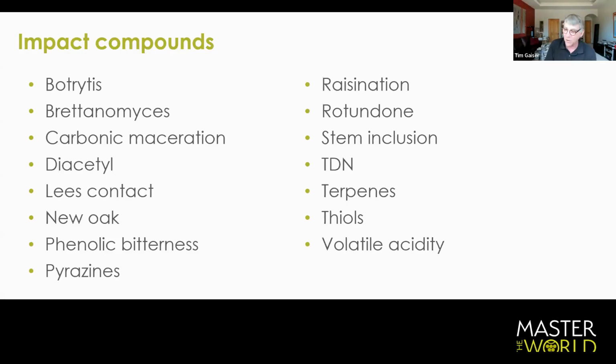Okay, last thing on the left column is pyrazines. So you get pyrazines in Sauvignon Blanc and all the Cabernet Sauvignon family grapes, of which Sauvignon Blanc is a parent. Yeah, so it's related. So pyrazines are herbal, vegetal type notes in Sauvignon Blanc and red wines.